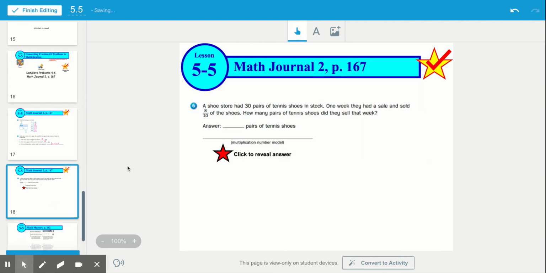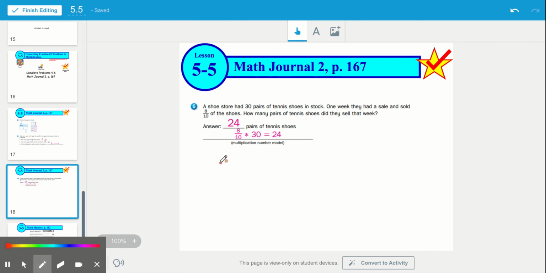And number 6, a shoe store had 30 pairs of tennis shoes in stock. One week they had a sale and sold 8/10 of the shoes. How many pairs of tennis shoes did they sell that week? So we had 30 pairs. We sold 8/10 of 30. One unit would be 30 divided by 10, which would be 3. If we did 8 groups of 3, we should see 24 pairs of tennis shoes. 8/10 times 30 equals 24. You could also say 8/10 of 30, but here we want a multiplication problem.